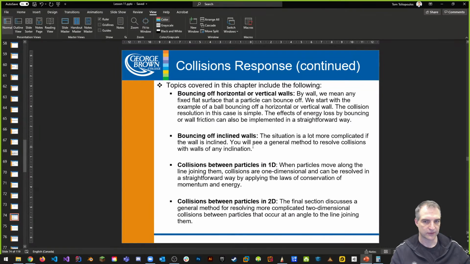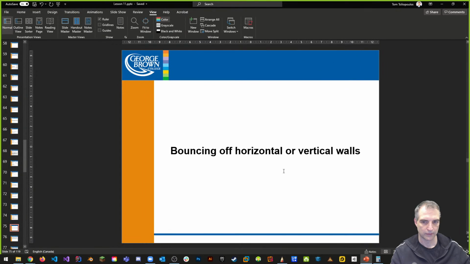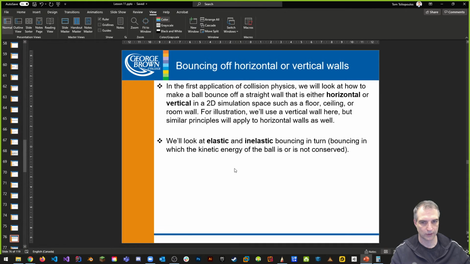So let's think about this. Bouncing off horizontal or vertical walls. That's what's covered. Bouncing off incline walls. Collisions between particles in 1D. Collisions between particles in 2D. All right? Let's talk about bouncing off horizontal or vertical walls, which is part of your assignment.